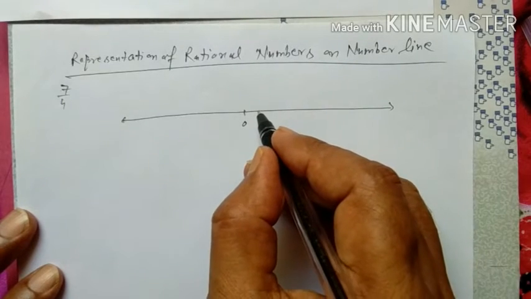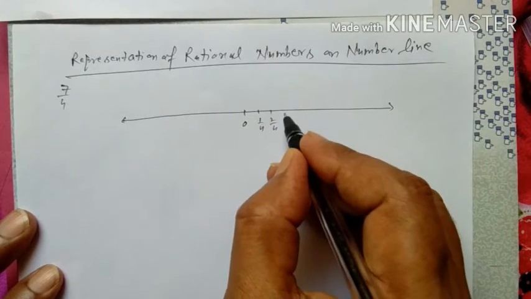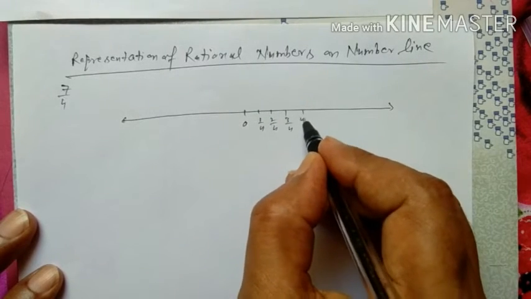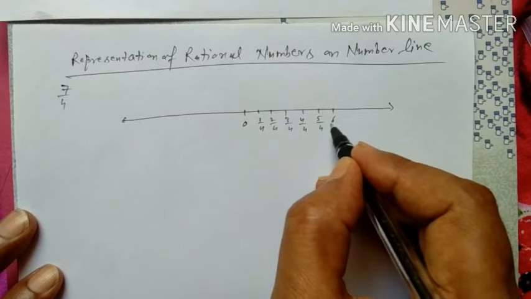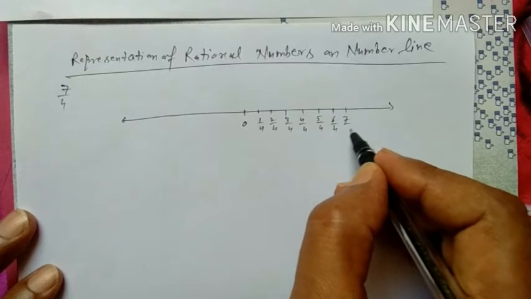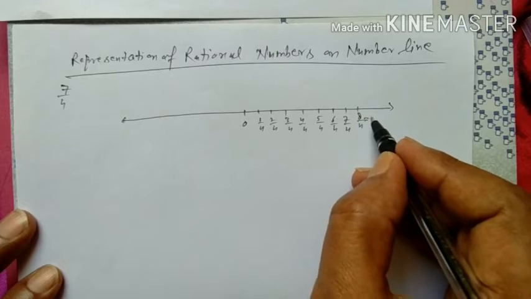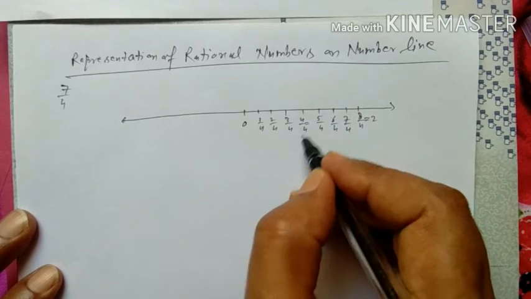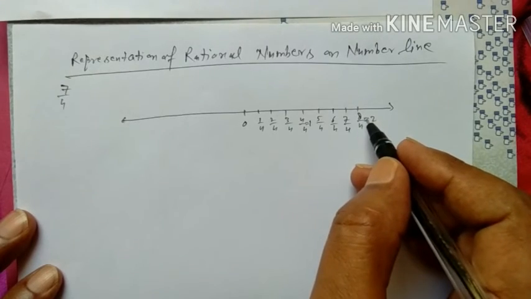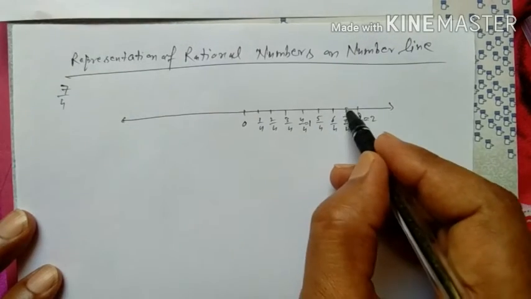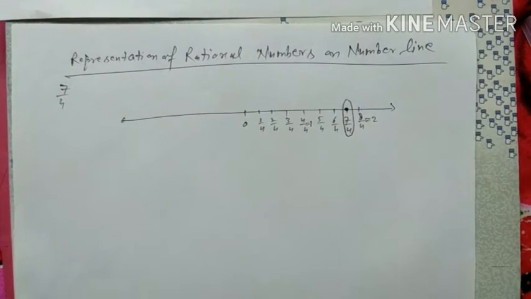So you will write here in equal distance 1 by 4, 2 by 4, 3 by 4, 4 by 4, 5 by 4, 6 by 4 and 7 by 4, 8 by 4. 8 by 4 is nothing but equal to 2 and 4 by 4 equal to 1. This point is 1, this point is 2 and your number is 7 by 4. So this is the representation of 7 by 4 on the number line.